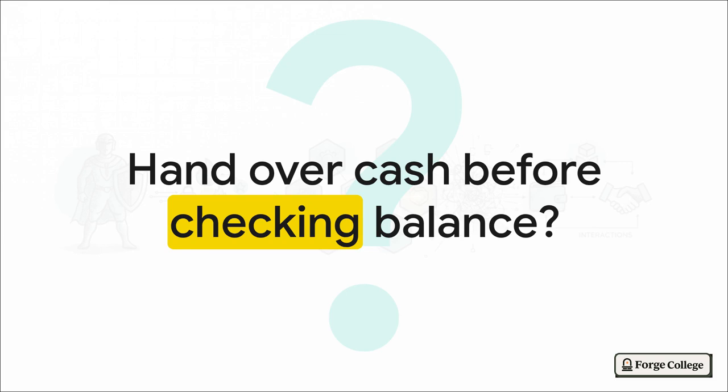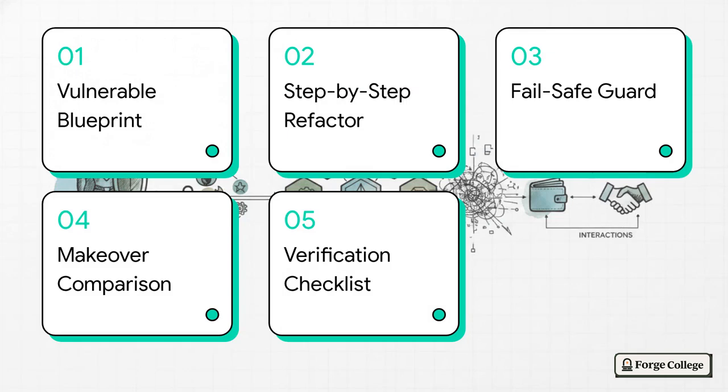If you don't check and update that internal ledger first, a malicious user can just keep asking for that cash over and over again. Here is our agenda for today's explainer. First, the vulnerable blueprint. Second, the step-by-step refactor. Third, adding a fail-safe guard. Fourth, the makeover comparison. And fifth, our verification checklist.